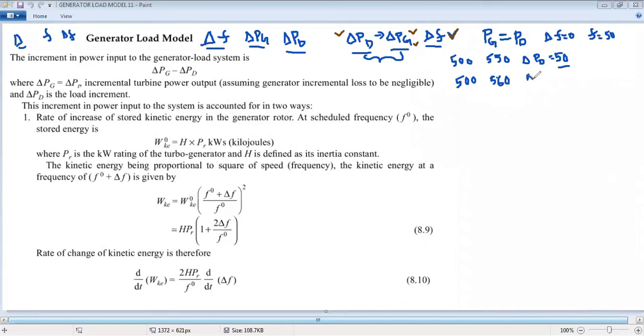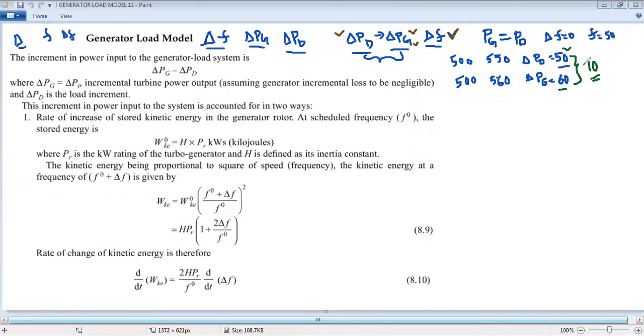So here the change in the generation, delta PG, is 60 megawatt. If we compare these two, delta PG minus delta PD, the surplus power more than the required power is 10 megawatt. We want the increment in the load of 50 megawatt, but because of some problem with respect to the hydraulic amplifier or control valve adjustment, we have generated 60 megawatt. So the surplus power, more than the required power, is 10 megawatt.